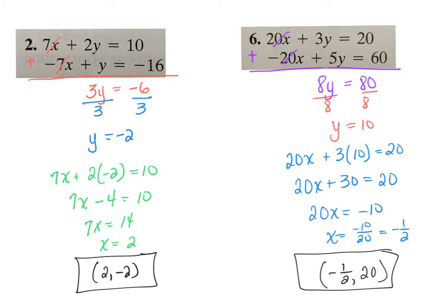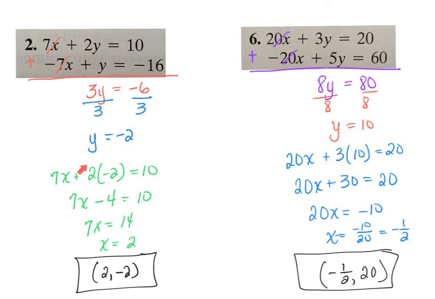All right, so check your first two. It already set it up where you had a positive and negative that would eliminate when you added. So when you add, your 7x's cancel, your 2y plus y is 3y, 10 and negative 16 is negative 6. Divide both sides by 3, y equals negative 2.